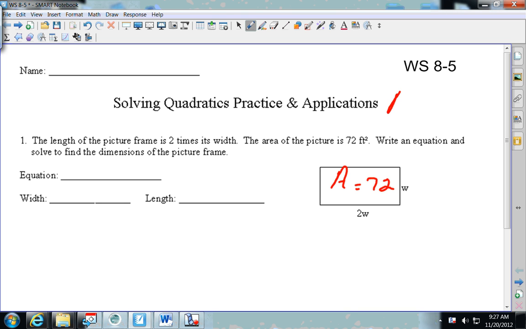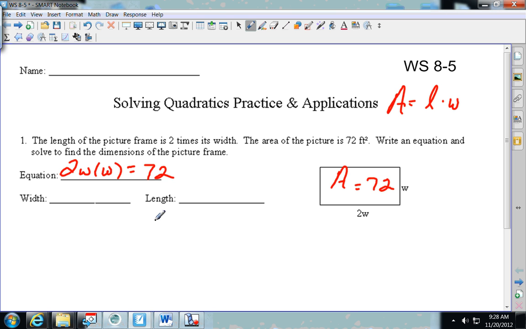Well, we know that area is length times width. So I need to multiply these two things right here. So I've got 2w times w. That's length times width, and that equals the area, which is 72. So now that we have it set up, we need to solve for w.